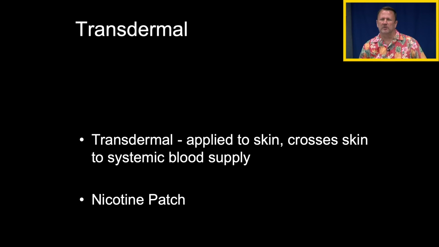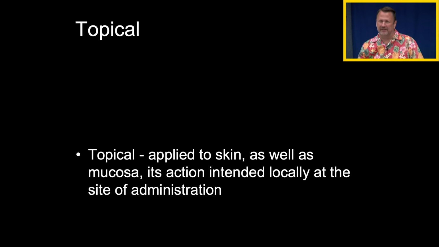And so that's transdermal. People use estrogen patches. They'll put it on their skin. There are testosterone patches. They can put it on their skin, and they're not treating a rash on their skin. They're treating the body with these hormones, and so that's transdermal. It's applied to the skin, and it crosses the skin, but its intent is a systemic blood supply. That's different than topical. Topical means it's applied to the skin and the mucosa, and its action is intended locally at the site of administration.